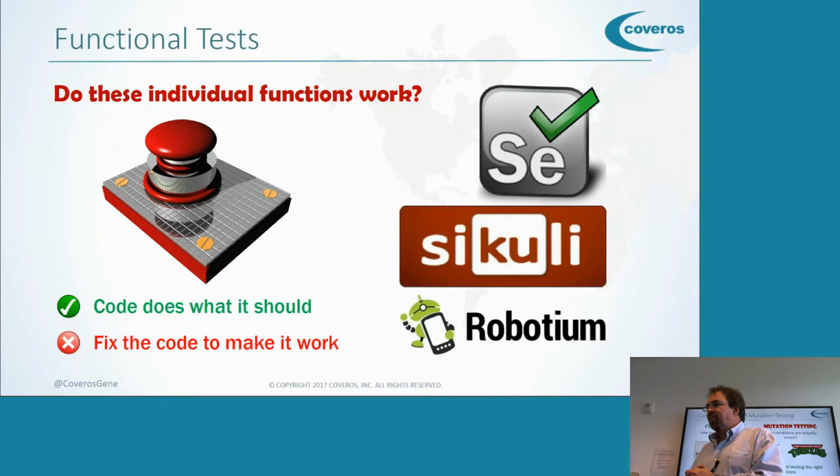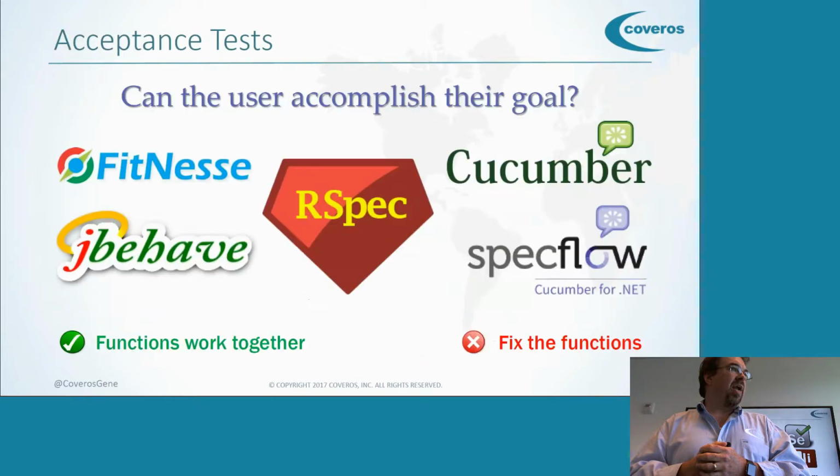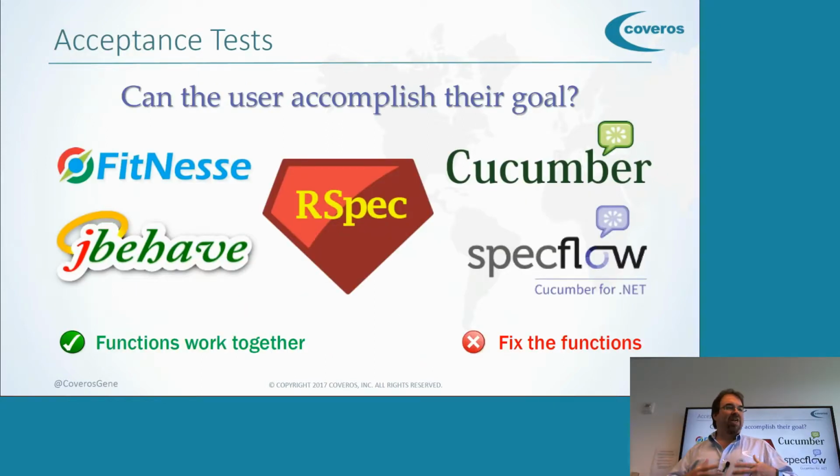Acceptance tests are putting all those together. These are definitely black box tests, right? We are going to look at, can I accomplish a goal? Do all the functions work together? If everything's passed up to this point and we get a break here, we're expecting that we're going to fix functions. That's what we're going to need to do to resolve these.